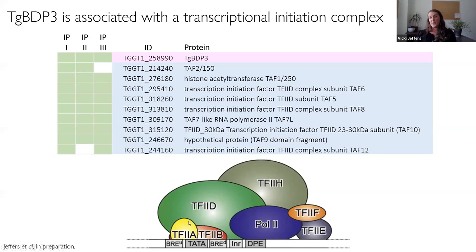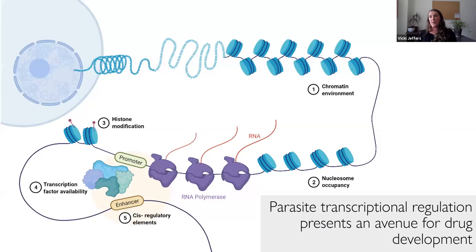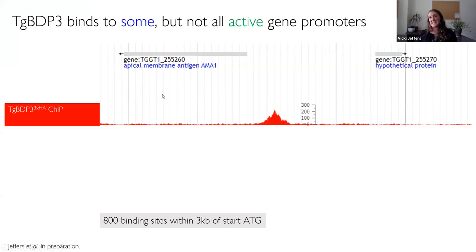But this whole group of proteins somehow associate to the promoter region of active genes to ultimately recruit RNA polymerase to the transcriptional initiation sites. So that suggested very strongly to us that BDP3 somehow contributes to transcriptional initiation in toxoplasma. And so we would expect when we do chromatin immunoprecipitation that we would observe BDP3 binding right around here, around where transcription begins at active genes. And so when we did ChIP-seq, that is indeed what we observed.